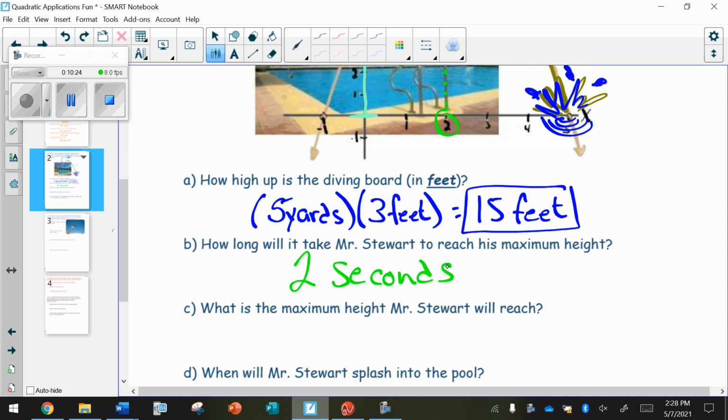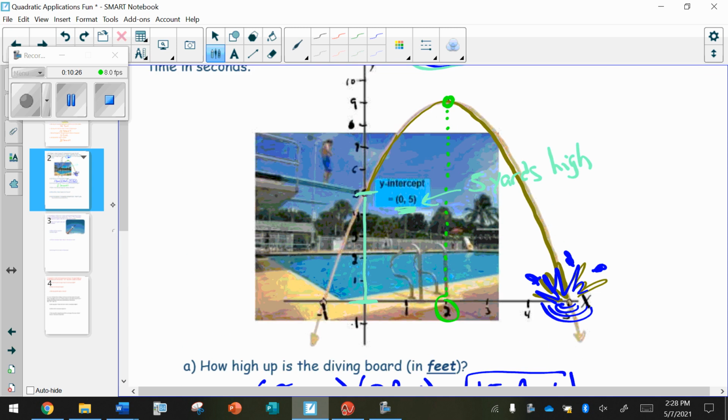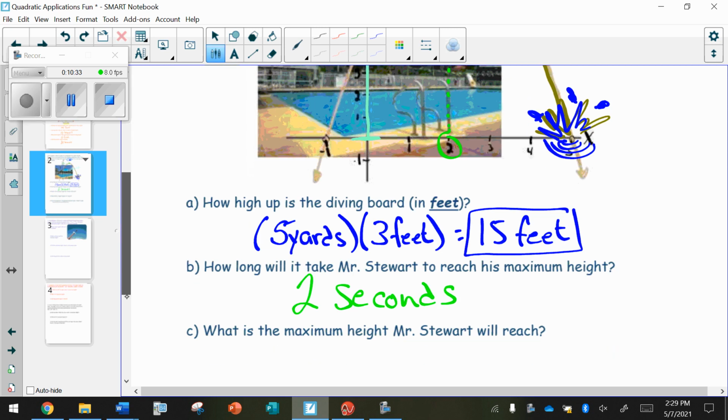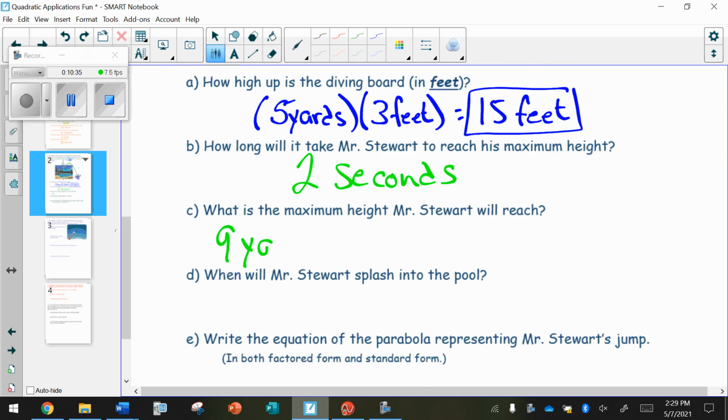What is the maximum height that I actually reach? Well, our maximum height is 9 yards. And 9 times 3 would be 27 feet in the air. I am amazing, getting 27 feet above the pool.